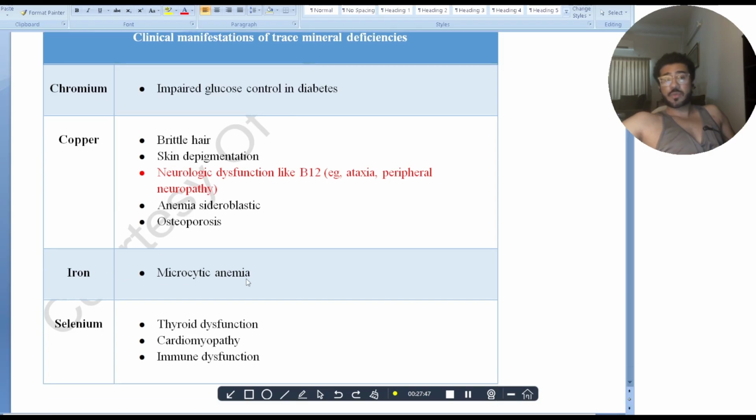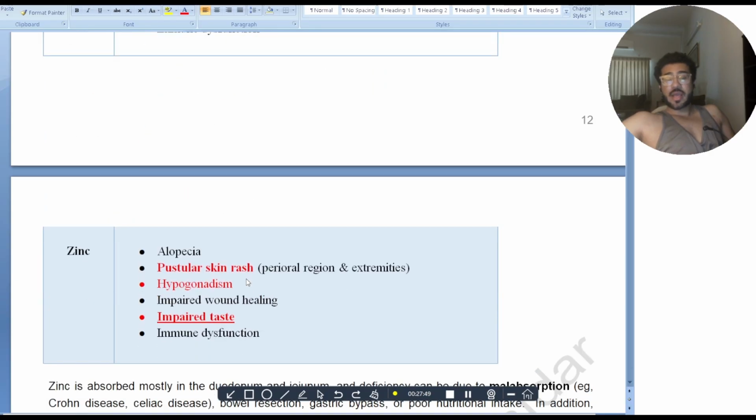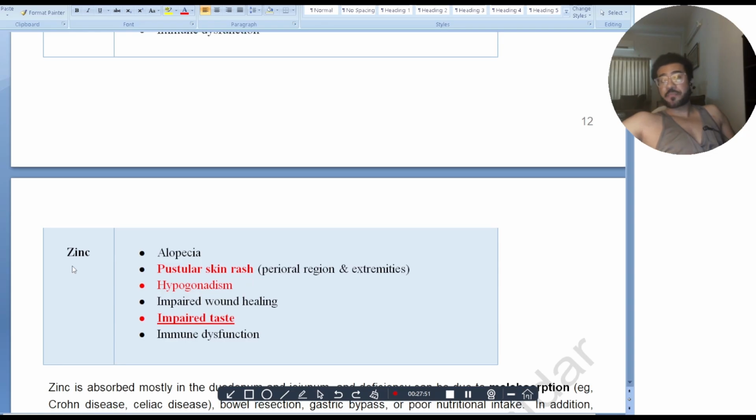Iron deficiency is microcytic anemia, and the last high yield one is zinc. Zinc is really important for sexual function. Deficiency of zinc results in sexual dysfunction and impaired taste. So these two are the high yield ones. What you can remember is rash with impaired taste and sexual dysfunction, that is hypogonadism, it's going to be zinc.